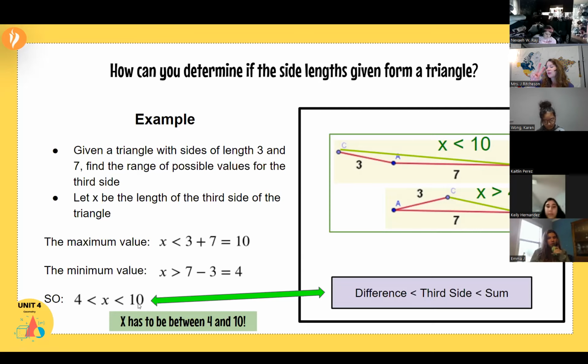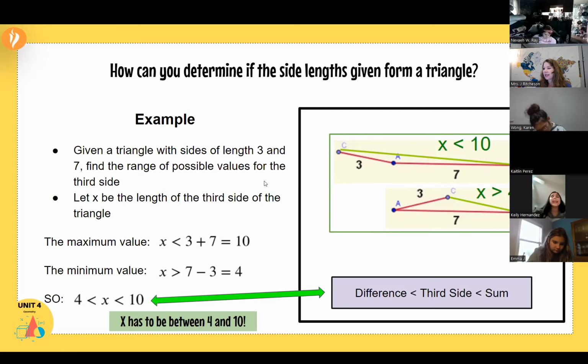So what do you do with the two numbers? Tell me 2 things you do to them. You add them, and what else do you do to the two numbers? Subtract them, and the answer has to be between those two numbers, okay?